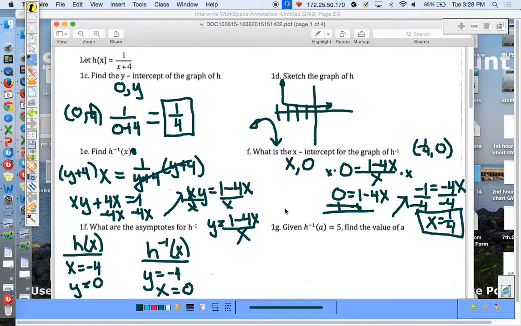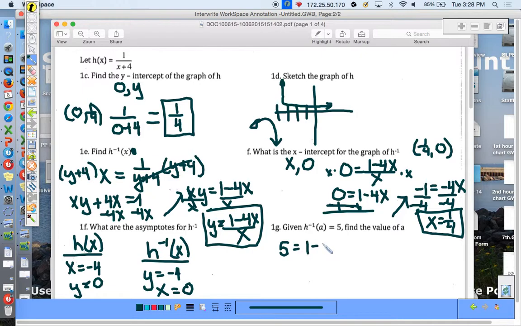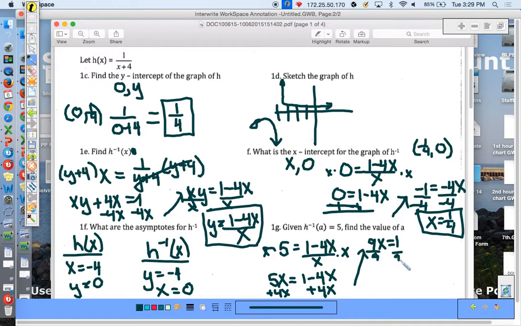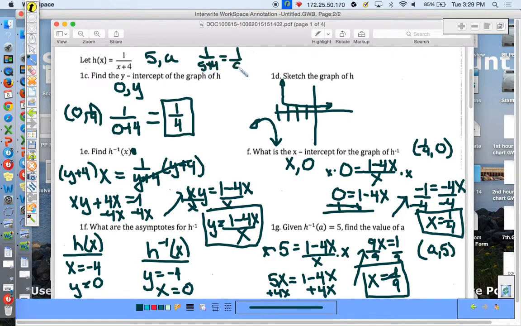Now this last one, given h, the inverse of h of a is 5, find the value of a. So we have our inverse equation here, and we're given our y value. So we could say, here was our inverse. We know y is 5 equals 1 minus 4x over x, and we could solve this, multiply by x. So 5x equals 1 minus 4x, plus 4x to both sides. So we have 9x equals 1. So x equals 1/9. The other thing we can say as well, if this is the coordinate, if it is a and some 5 on our inverse, then that means on our normal one it must be 5 and a. So we have 1 over 5 plus 4, which is 1/9.